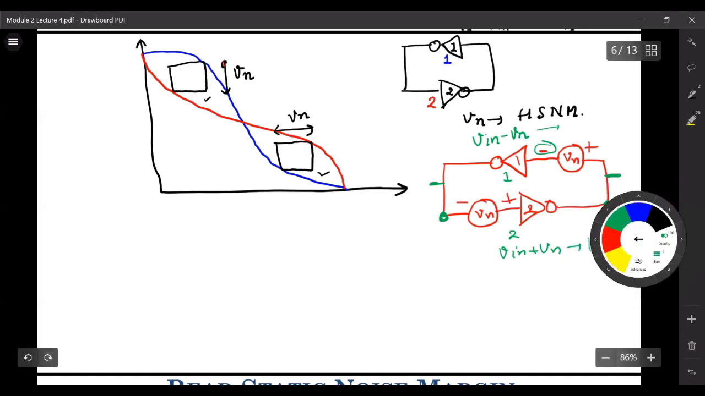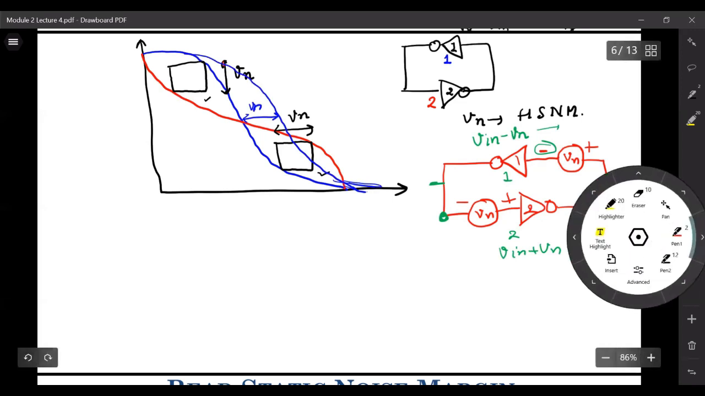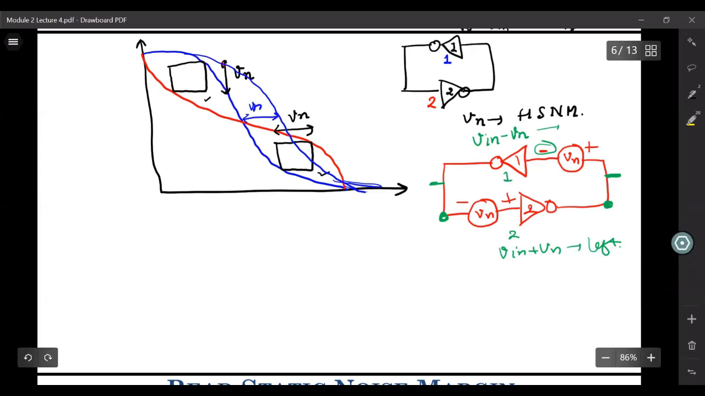For inverter 1, if Vn is the maximum noise that can be applied, let us shift the curve towards the right by Vn. Let us say this is Vn. So we shift it towards the right by this amount Vn. Now for the VTC of inverter 2, let us also shift it by Vn towards the left. Left here means towards the bottom, so let us shift it towards the bottom.